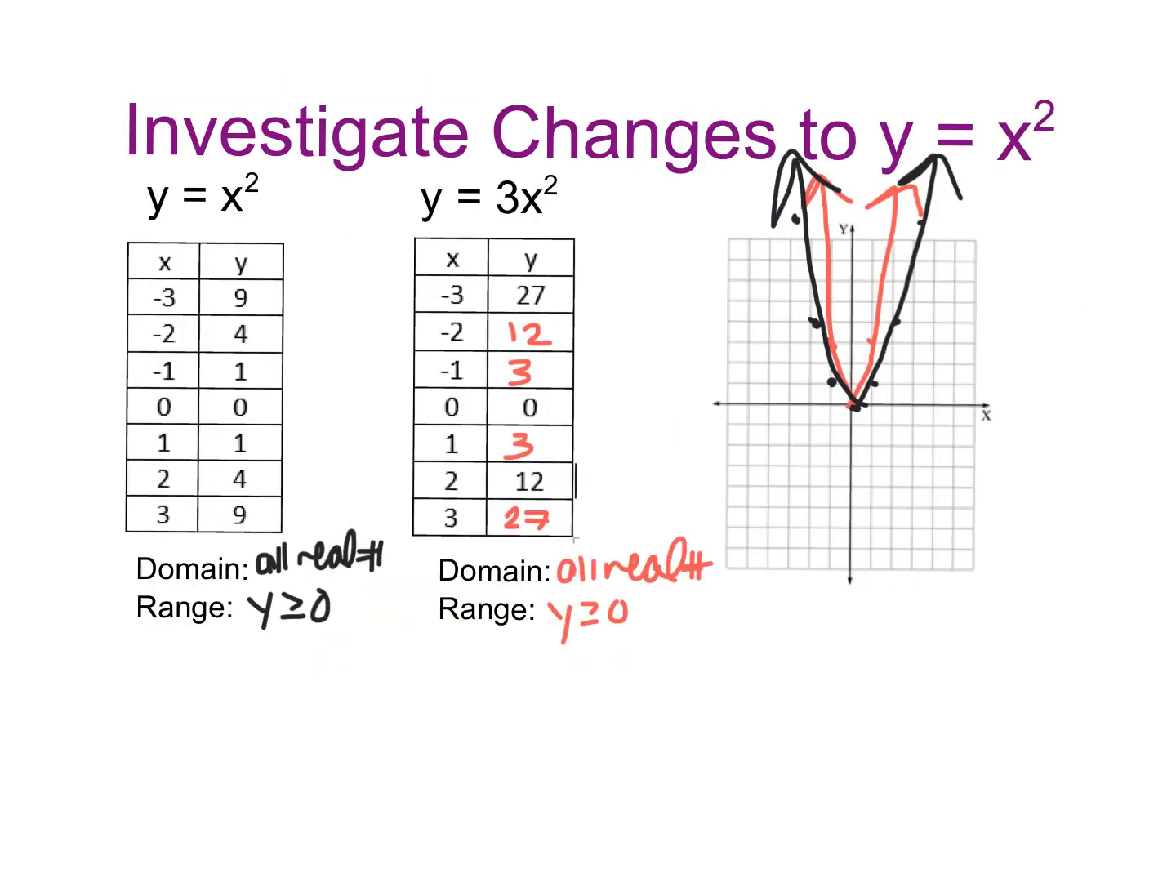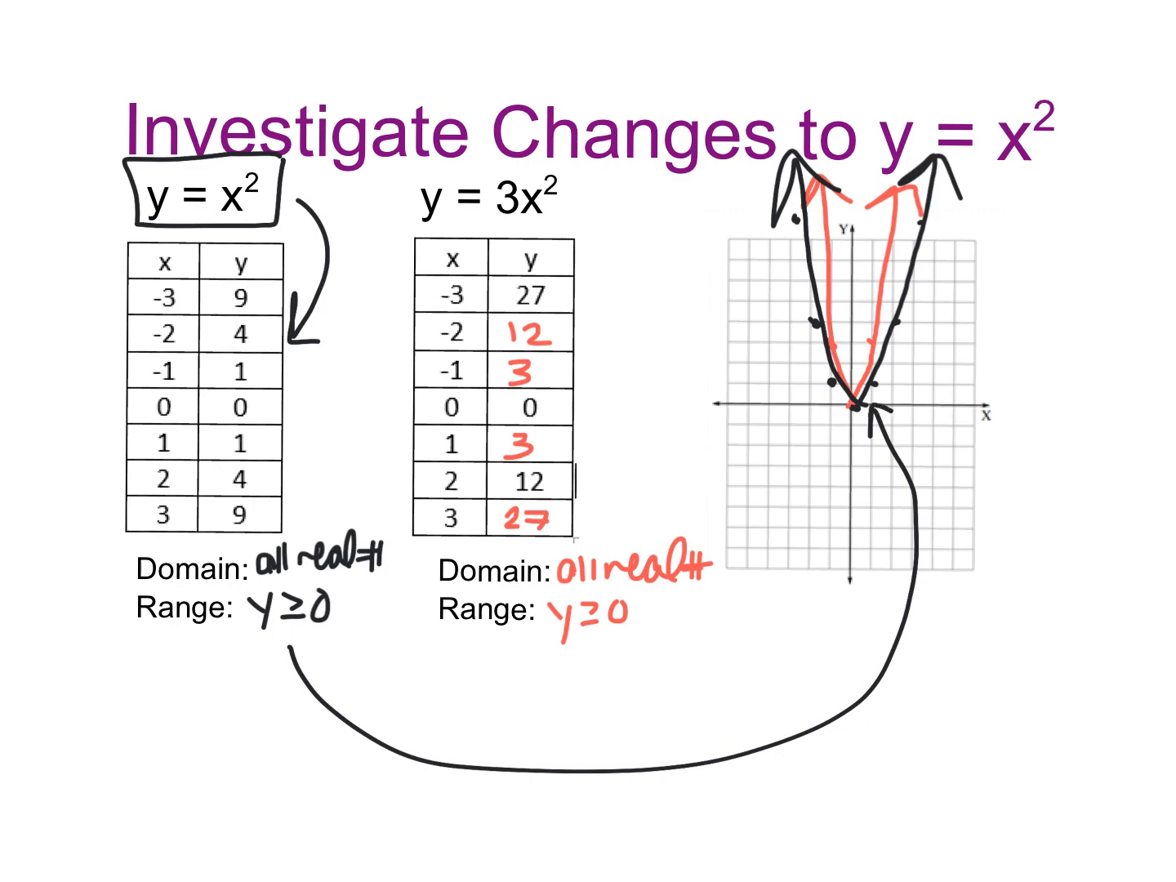So we started to investigate what happens if we change our parent graph, which is right here in all black. So we have y equals x squared, we have all of our points, we found our domain and range, and we put that graph on our coordinate plane. And then what we did was we changed our a value to be 3. So we decided to see what happens if we change a to be 3. And what you're hopefully noticing here is that when we change a to be 3, we take all of these y points and we multiply them by 3. So they get 3 times bigger.